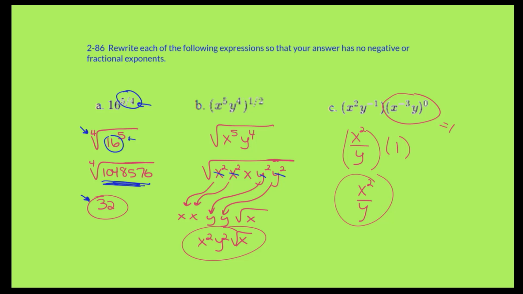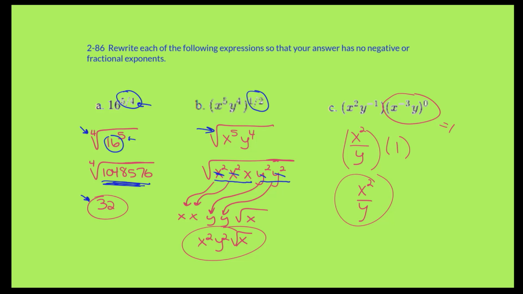The second one on part B, I saw this 1/2, so I know it's the square root. So I rewrote it as the square root of x to the 5th, y to the 4th. I broke apart all of these because I'm looking for square roots. So x squared and x would all be x to the 5th. Then y squared and y squared would be y to the 4th. And then I took each one out.